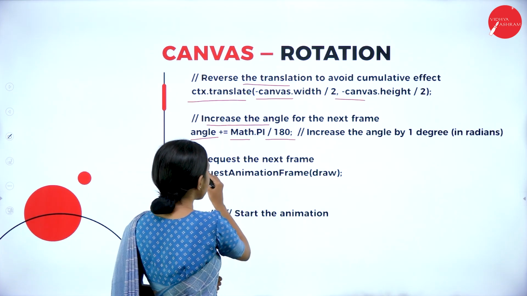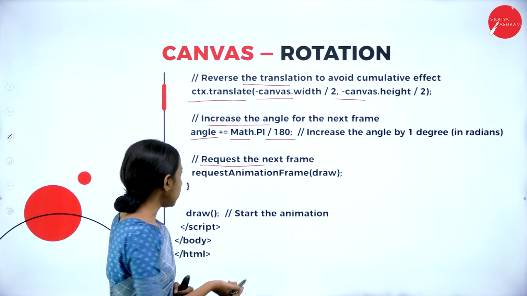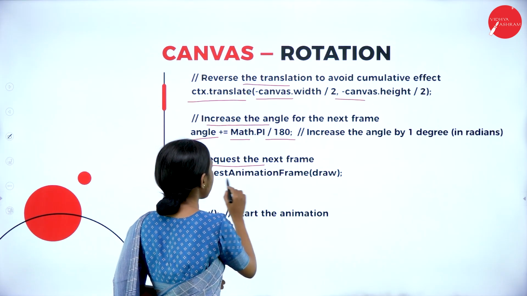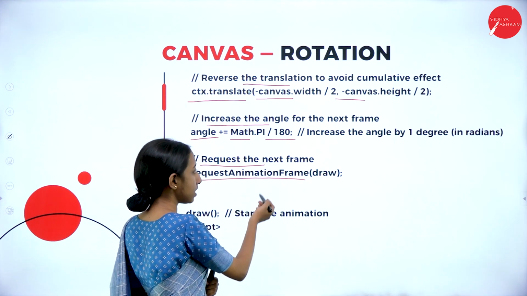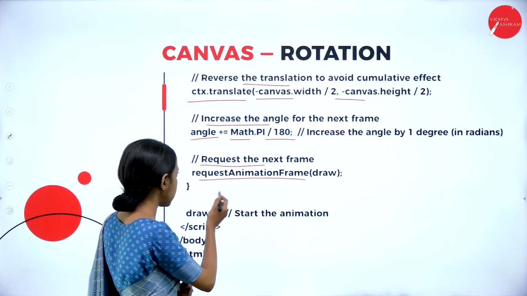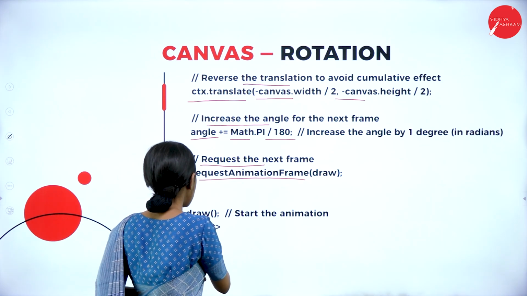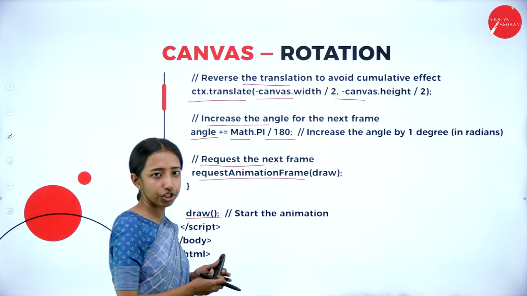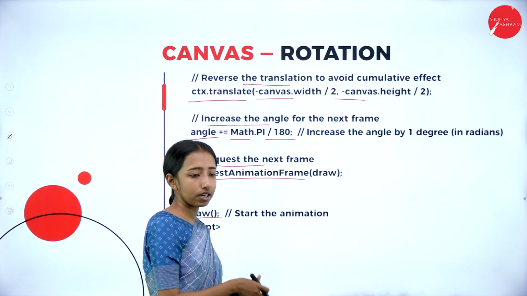So now, as we have the angle increased by 1 degree, next we will be having the request animation frame draw. So here we will be requesting the next frame to have an animation on this rotation, and next here again we will have the animation start, and the script is over, and the body and HTML are over.